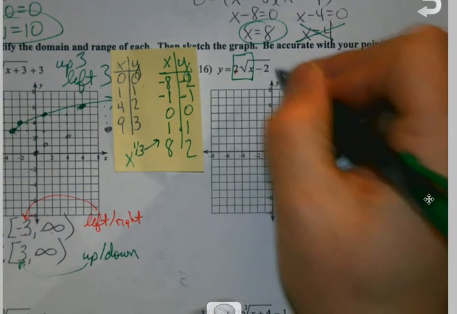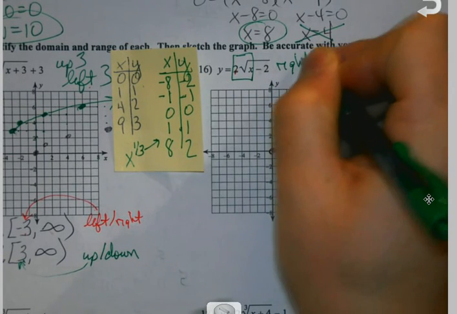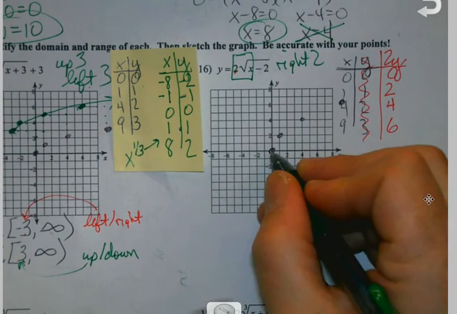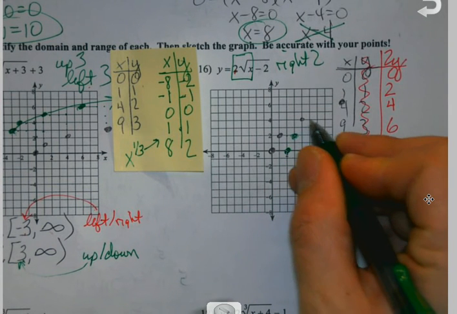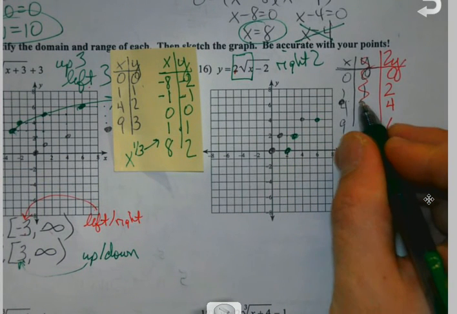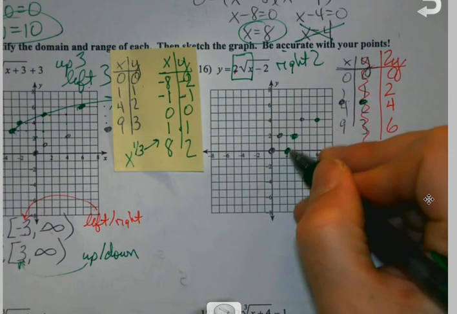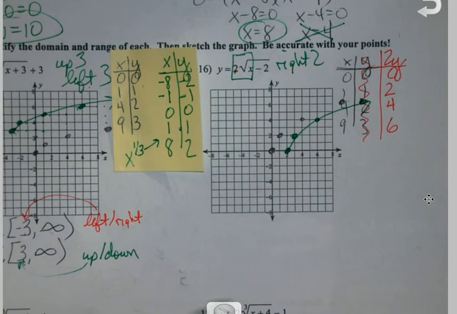Okay, we're going to go right 2. That's going to be funky for that one point, but that's okay. So each of my points, I'm going to go right 2, even though I'm kind of in the middle of my chart now. Draw my arrow in.